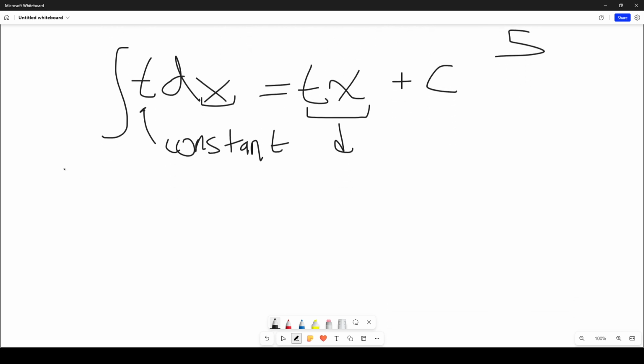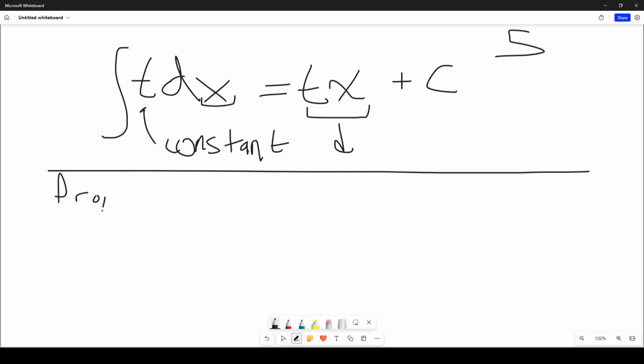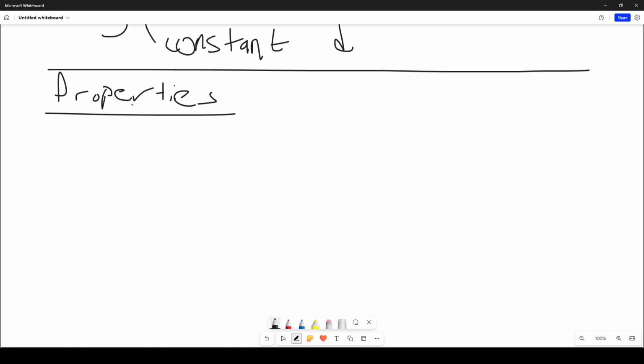So I'm going to hope to end off with just some basic properties of integrals. Properties. And these are really not too complicated, so try to memorize these, but they shouldn't be too hard. They're pretty straightforward. The first one is if you have an integral of k times f of x dx, where k is some constant, and that's clear from what we just learned, this is equal to k times the integral of f of x dx.